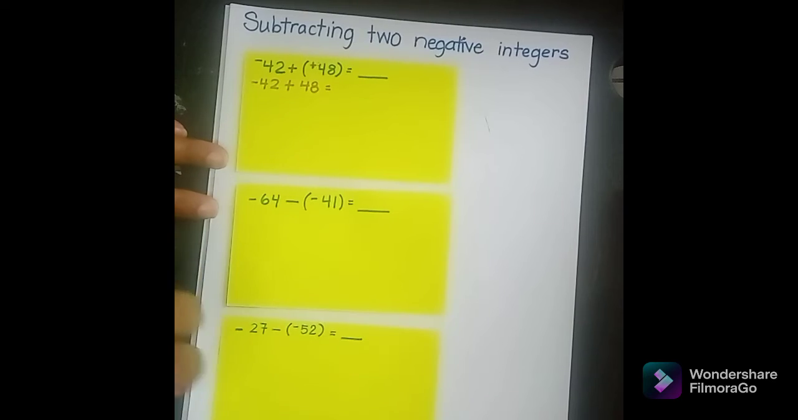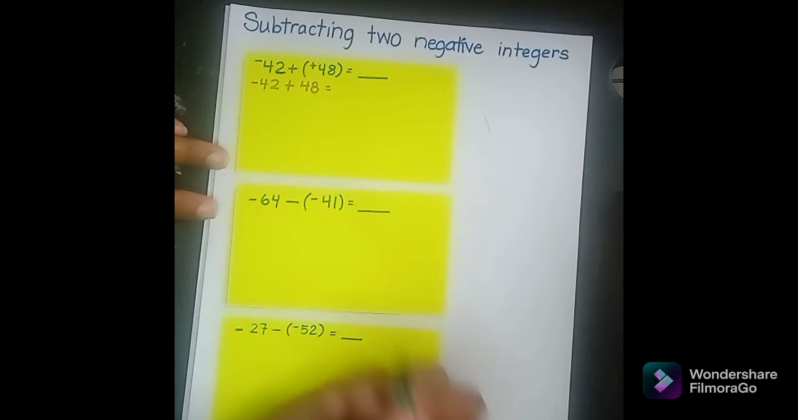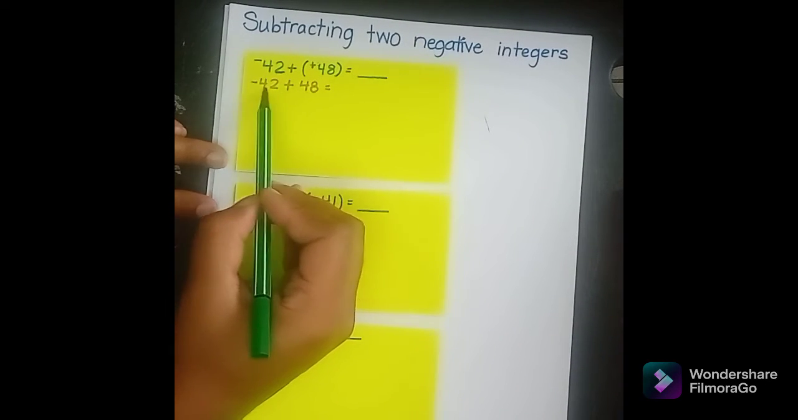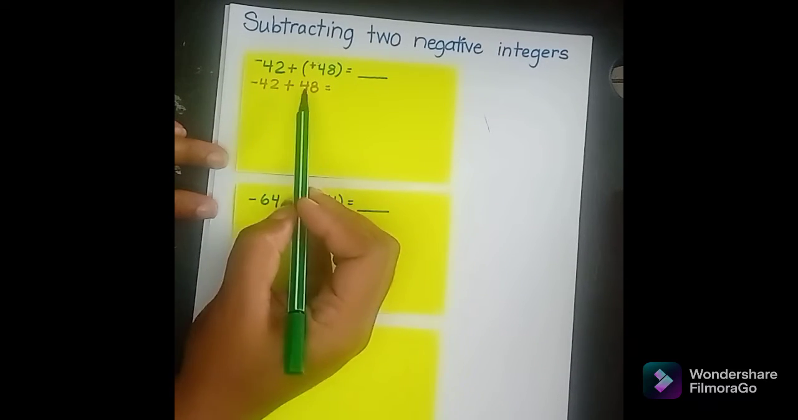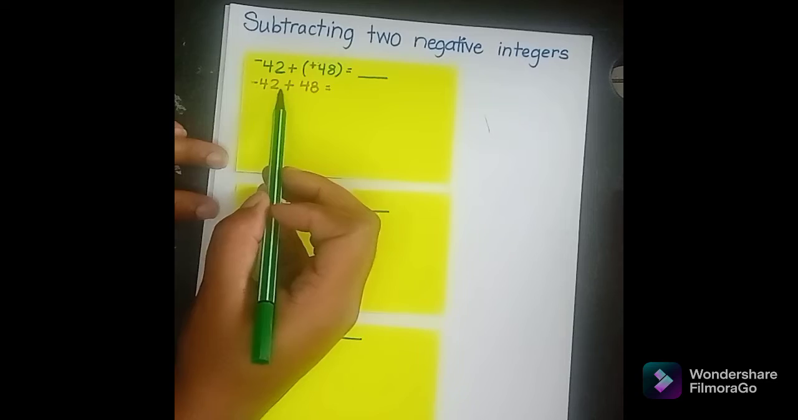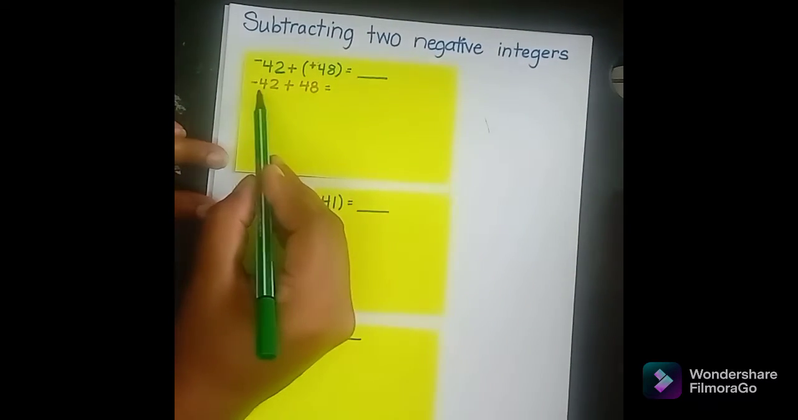So first thing we need to do now, remember, Miss Tillet doesn't want any magic numbers, right? So the first thing we're going to do, we're going to say, which of these numbers has a higher absolute value? Negative 42 or positive 48? Remember, absolute value is just the number without a sign. So which value is more? 48 or 42?